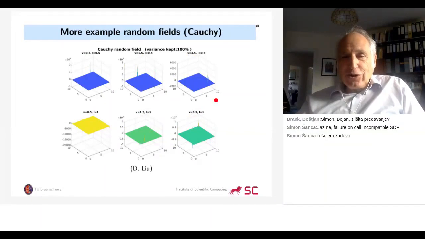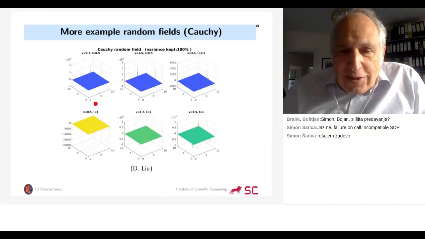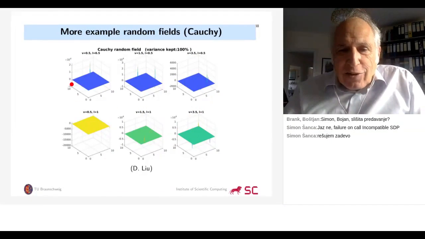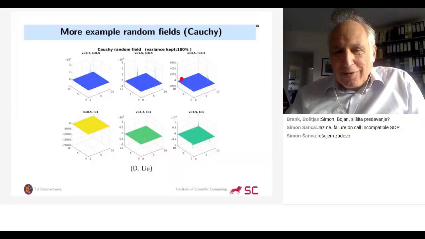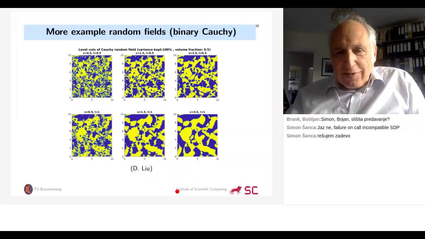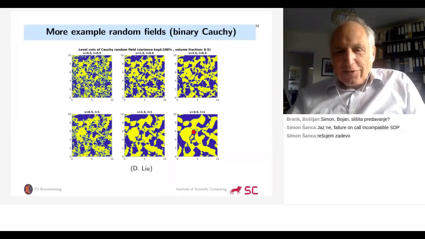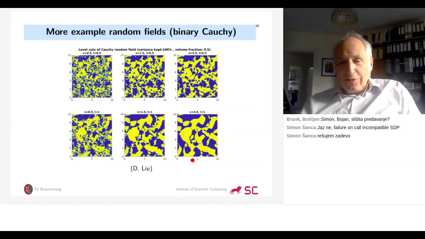Now you see the Cauchy random field, and you can see this is absolutely wild. The scale is completely different. Before it was between, I don't know, plus and minus 5 or so. Now it goes up to 10 to the 4. So almost everywhere it is 0, and at some points it's huge. This is because it's such a wild random variable. But the binary fields look very similar to the ones before.